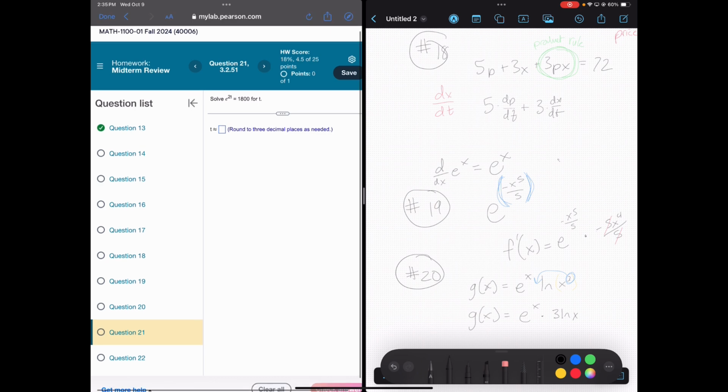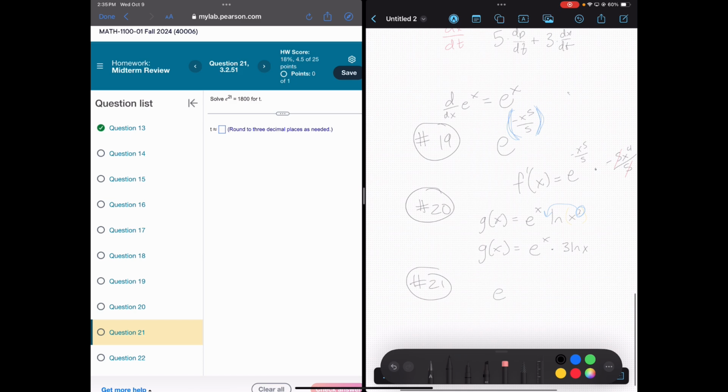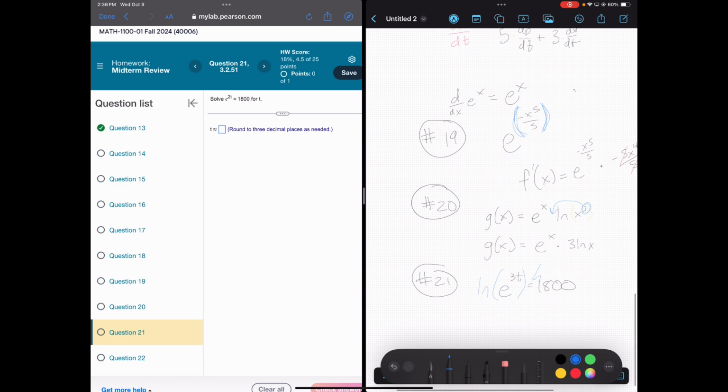Okay. Question 21. Solve e to the 2t equals 1800. Well, what does this problem boil down to? How do I go about solving this? Take the natural log of both sides. Remember, that's why logarithms are so important. They're the inverse function for these e functions. Okay, so over on the right side, I get natural log of 1800. What happens on the left side? The natural log cancels out with the e, and I'm just left with 3t. And then you can solve for t.